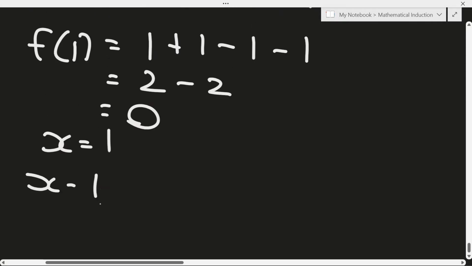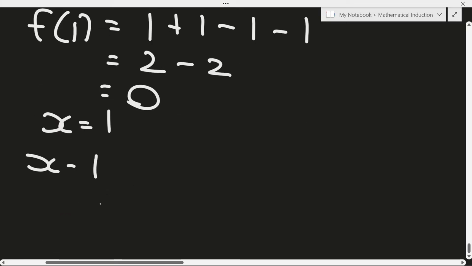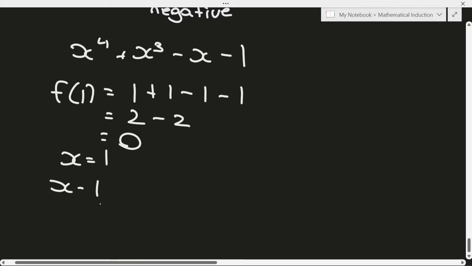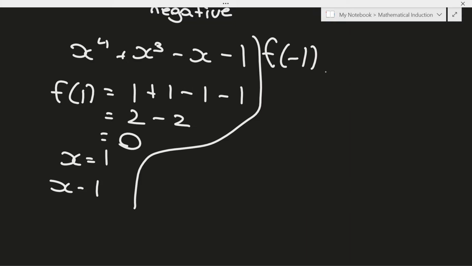So let's try another one. If we brute force that, we should probably be able to get another one, right? Let's try negative 1. So we'll have f of negative 1, and that will be equal to, since this is an even power, positive 1. Since this is an odd power, we'll have a negative, minus 1. Negative times negative is positive, so we'll have plus 1 minus 1. This is the same thing as saying 0.